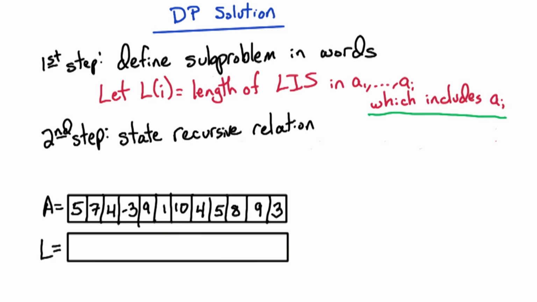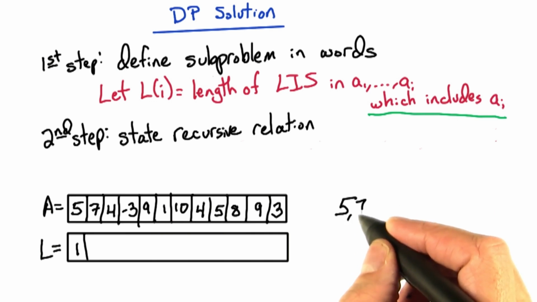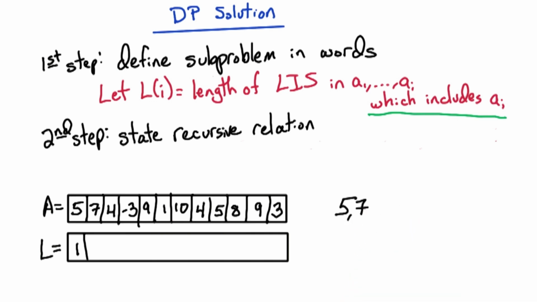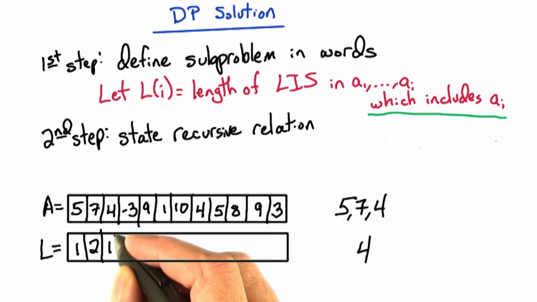Here's our earlier example, and let's look at L for this new subproblem formulation. In this case, L of 1 is 1, because we're looking at the length of the longest increasing subsequence on an input of size 1, just 5 itself, and it has to include 5. Then for I equals 2, it's of length 2 from the subsequence 5, 7. Now we start to see a difference when I equals 3. What is the length of the longest increasing subsequence in 5, 7, 4 which includes 4? That's just 4 itself, so that's of length 1.